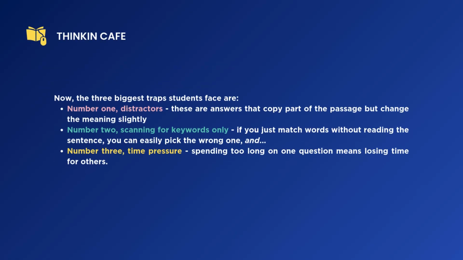In any case, let's first begin with understanding the biggest traps students face. First, a common trap is the use of distractors by the test authors. Distractors are answers that copy part of the statement or question, but change the meaning or refer to an unrelated topic. Second, scanning for keywords only. If you just match words without reading the sentence, you could easily pick the wrong answer.